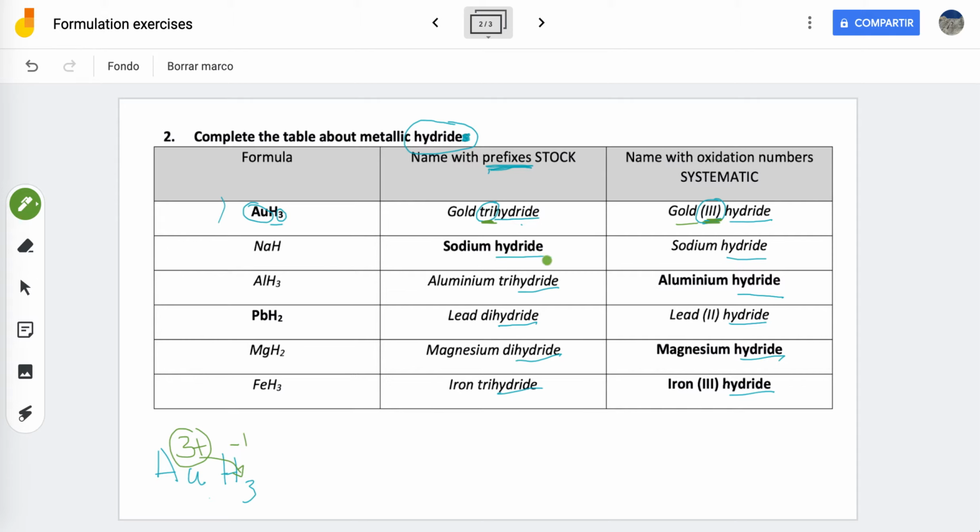Next, sodium hydride. Sodium has only one oxidation number, that is +1, and the hydrogen will be -1, so 1, 1, we don't write it. We don't write a 1. It's gone. So here, luckily, it is the same. Here, systematic and stock names.